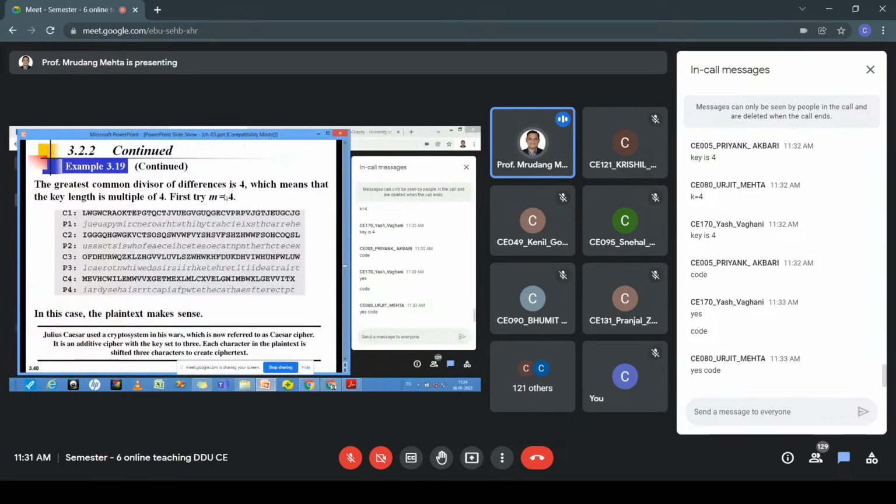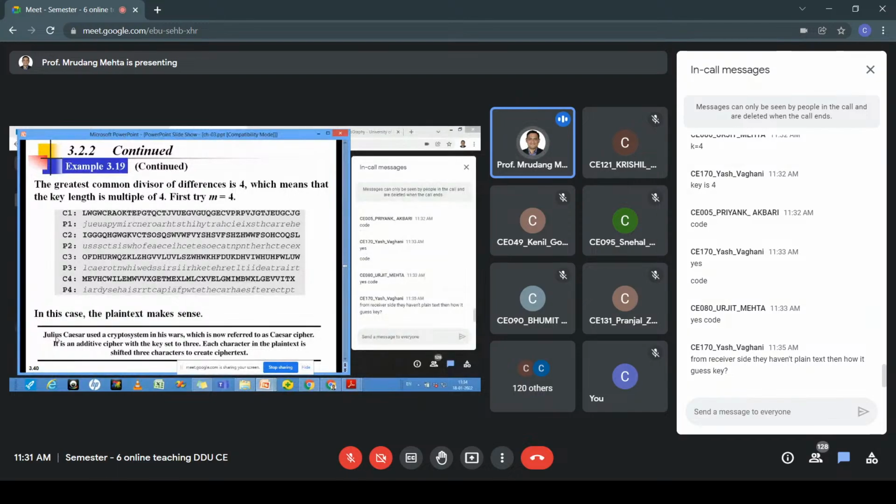For example, in this case, if you combine this, Juli, Julius. So the first word is Julius. From the receiver side, they do not have the plain text, then how do they guess the key? The receiver side doesn't have the key, that is why they have to guess the key. And so it is not a simple task.